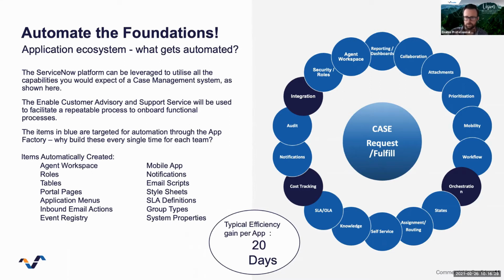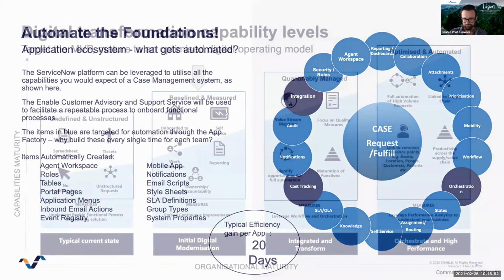So all those areas are all things that pretty much every team that needs case management is going to need, right? Your reporting and dashboards and SLAs and all that usual stuff. So we've taken about 20 days worth of development and automated that and brought that down to 1 minute. So that's where a significant amount of the ROI exists.